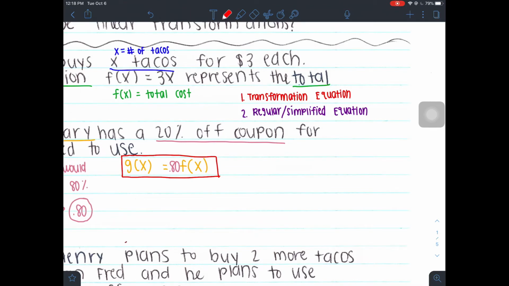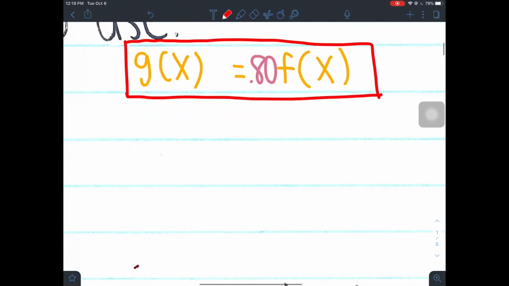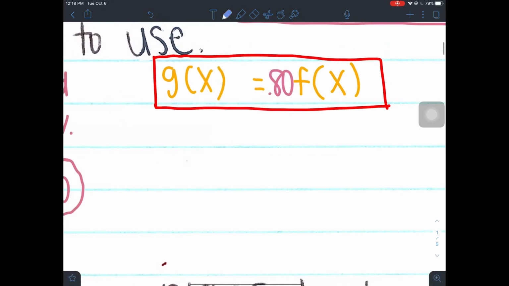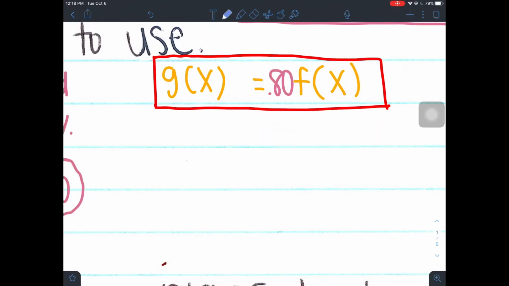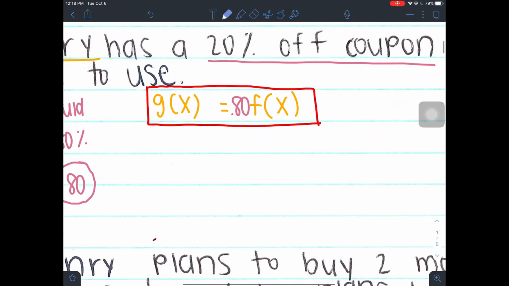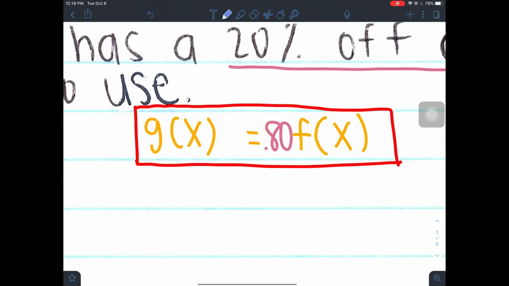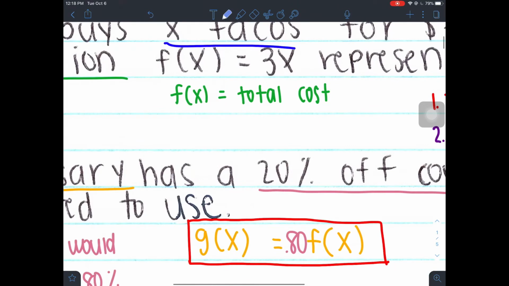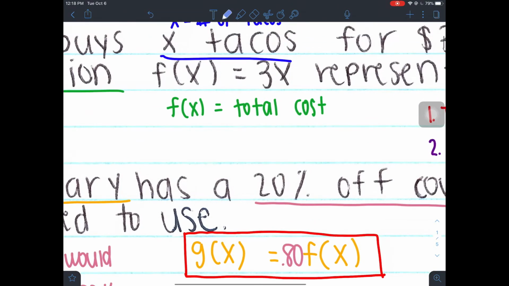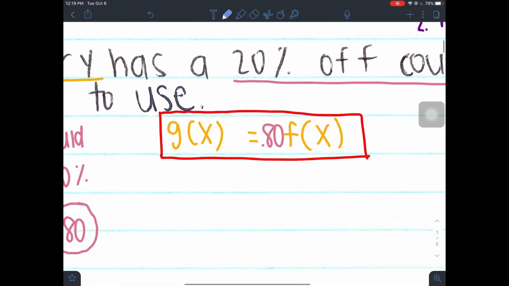The next equation we need is the regular or simplified equation. So in order to get that equation, we're going to simplify this, right? Because this is great for transformations, but I want it in a way that I can understand it as a student. So what do we know? Well, I can replace f of x with something. f of x is the same thing as y, but what does f of x equal in this problem? f of x equals 3x, right?